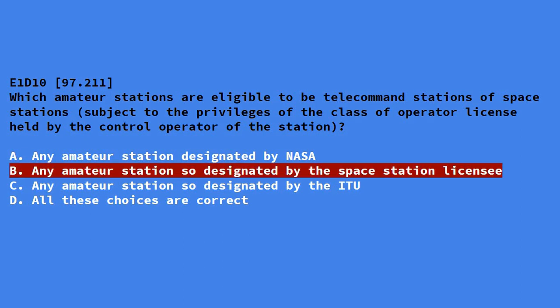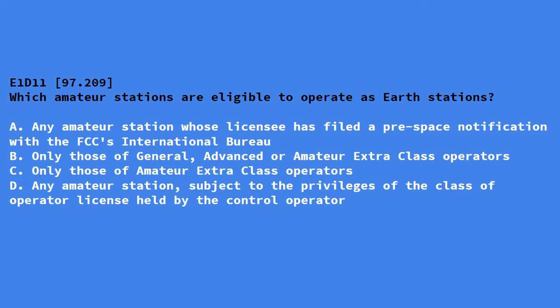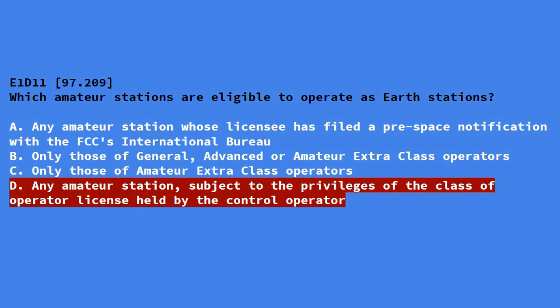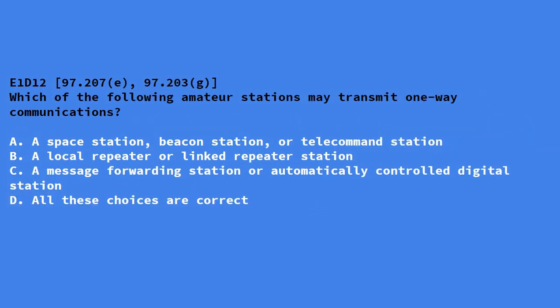Answer here is any amateur station so designated by the space station licensee. E1D11, which amateur stations are eligible to operate as Earth stations? Answer is D. Any amateur station subject to the privilege of the class of operator license held by the control operator. E1D12, which of the following amateur stations may transmit one-way communications? Answer is A, space station, a beacon station, or telecommand station.